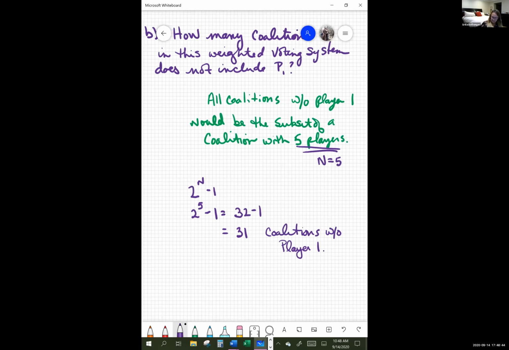Part C, how many coalitions in the weighted voting system do not include player 3? So how many in the weighted coalition do not include player 3?